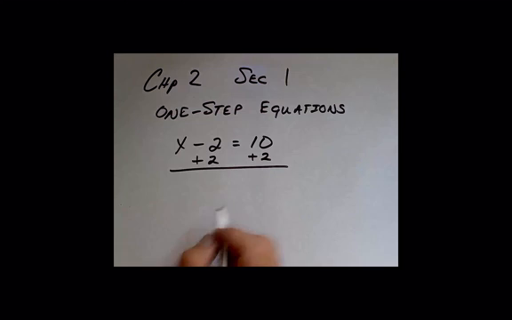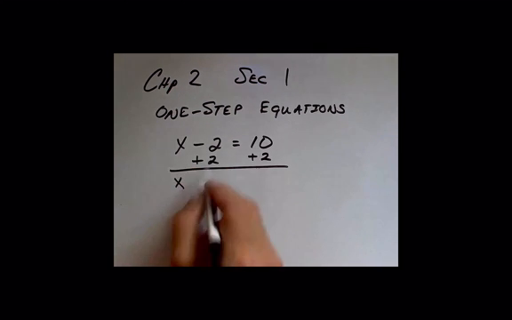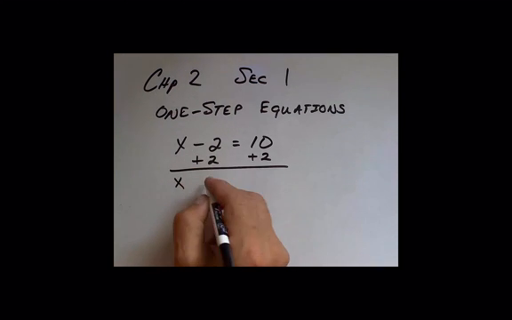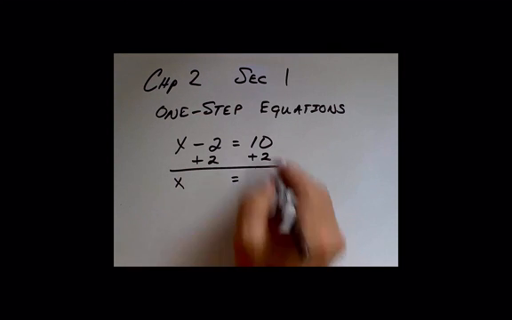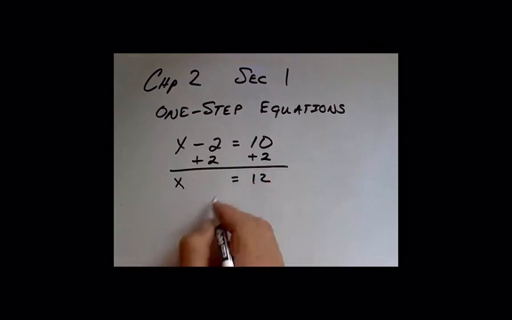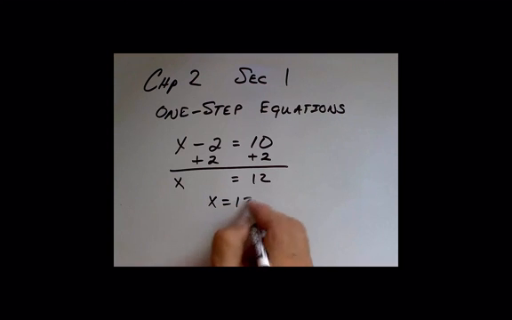We'll find the solution to it. X comes down. Minus 2 plus 2 is 0. We don't have to write that in. We've got equals here. 10 plus 2 is 12. We now know that x equals 12.